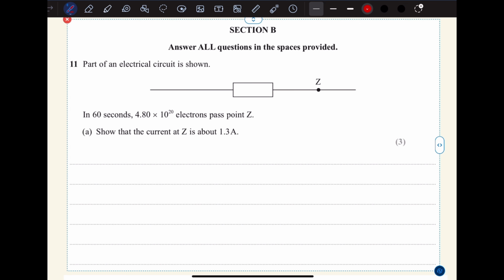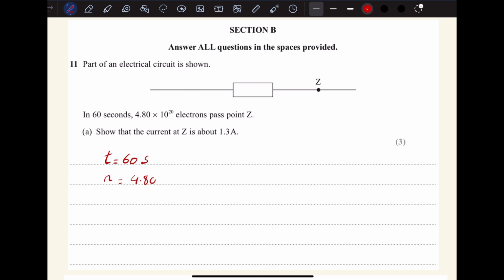And for the number of charges, the number of electrons is 4.8 times 10 to the power of 20 electrons. The one thing not given here, but which you can get from the formula sheet, is the value of the electric charge, which is 1.6 times 10 to the power of minus 19 coulomb.